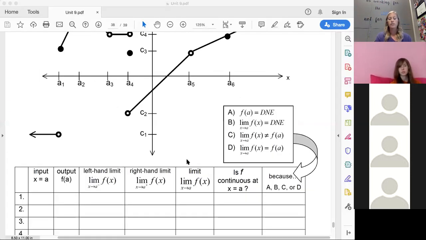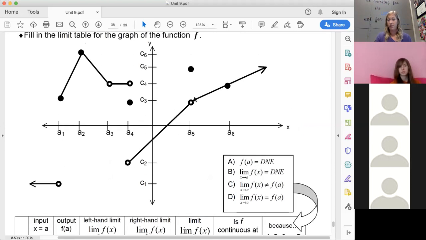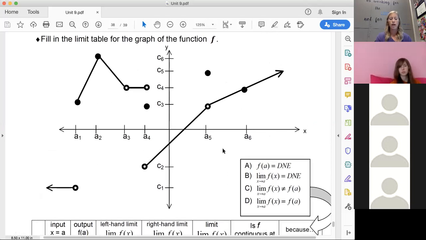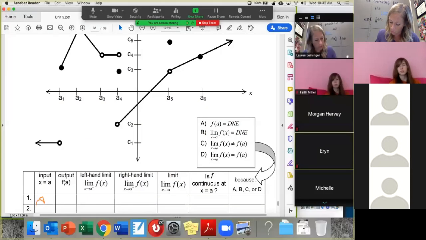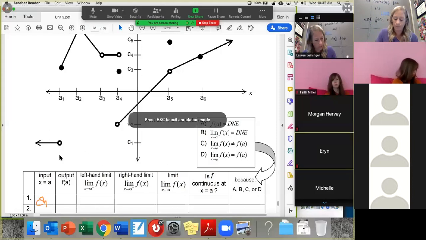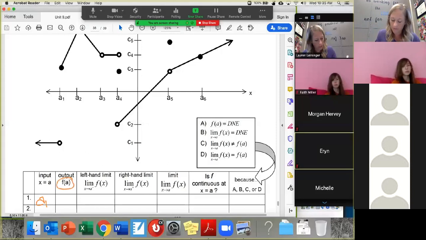Okay. So let me just walk you through what this kind of looks like for one of these, because this will be part of your homework, and then you can do that on your own after that. The input is just which one we're looking at. I probably will not do these A1 through A6 values. I'll just give you x values. But if I was just walking through, for example, I would say, all right, I'm looking at A1, whatever that x value is. At A1, this right here is asking you the function value. So at A1, where's my closed dot?